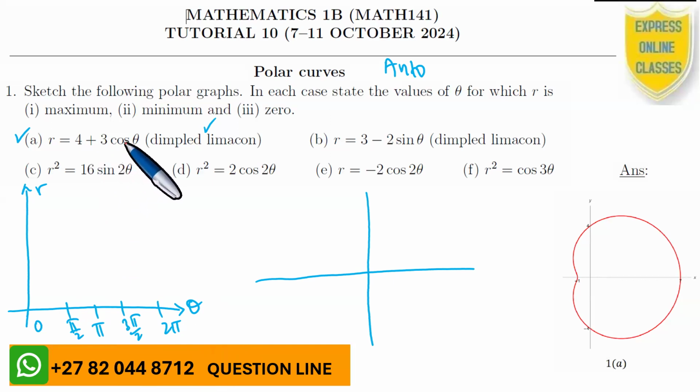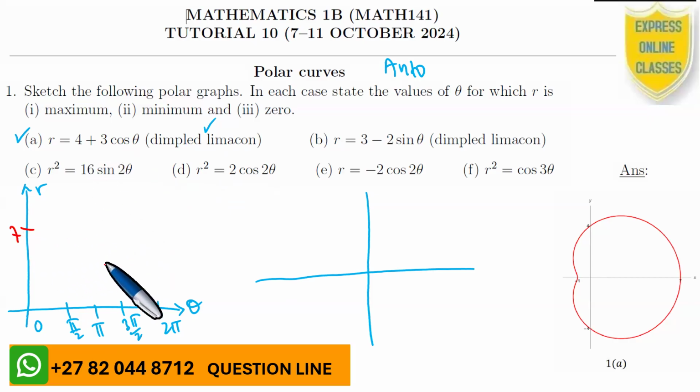Whenever theta is 0, you use a calculator. Cosine 0 is what? It is 1. So 3 times 1 is 3, giving us 7. So this is going to be like 7.